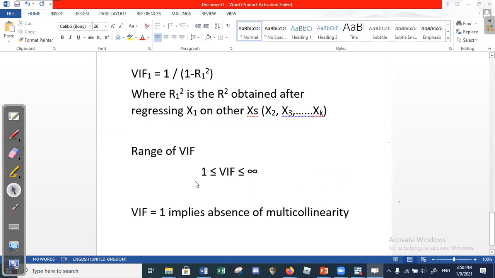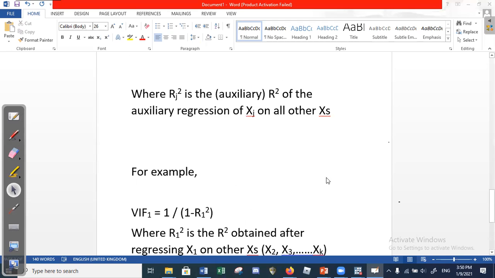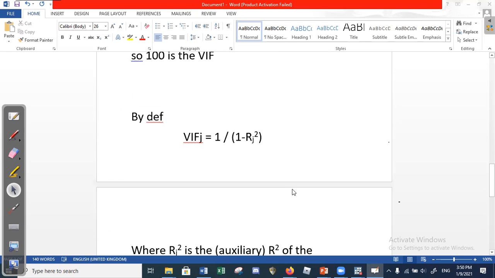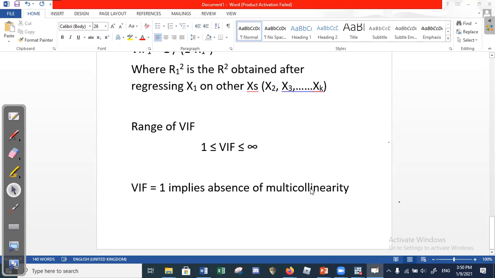What is the range of VIF? The minimum value is 1 and the maximum value can be any number. So it is from 1 up to infinity, right? And as I will explain in a moment, when VIF is 1, which means the reported variance is 5,000 and the actual was also 5,000, so it would be 1 times the actual, it means there is no inflation, which means no multicollinearity has occurred.